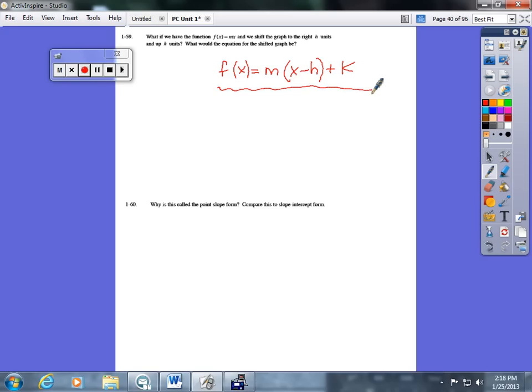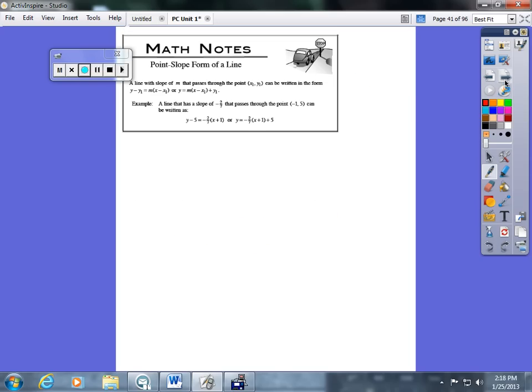Why is this called point slope? Because it's made up of a point and a slope. Compare that to slope intercept: slope, intercept. Point slope is a point and a slope. It's made up of those two values. That's why it's called point slope. Should be pretty self-explanatory, common sense.